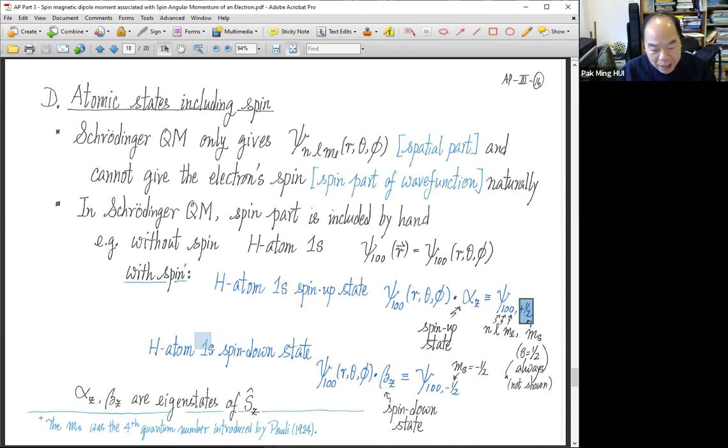Similarly, if it is 1s spin down, then the spin part is 0, 1, or I call it beta, or Professor Liu called it chi Z bar, or else even lazier, there's a fourth quantum number with minus half signaling the Z component of the spin.